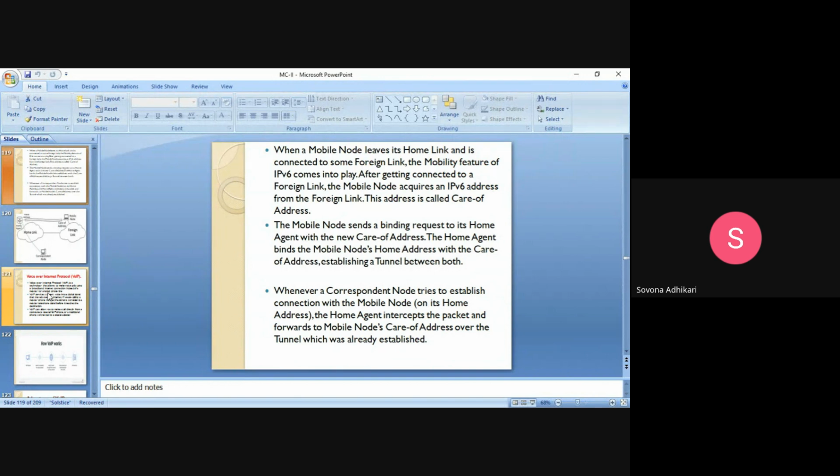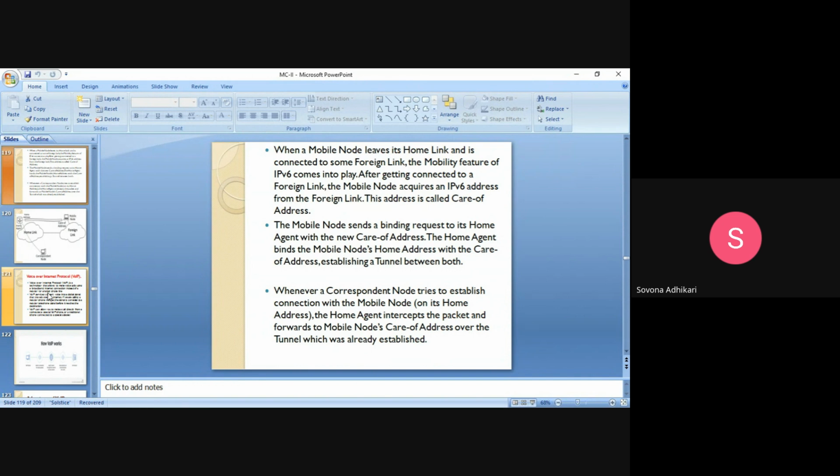If any data or any communication comes for me, please send data to my new address, because my old address is now dropped and this is my new address. This is my care of address. If any data comes meant for me, please send it to me. The home agent binds the mobile node's home address with the care of address.